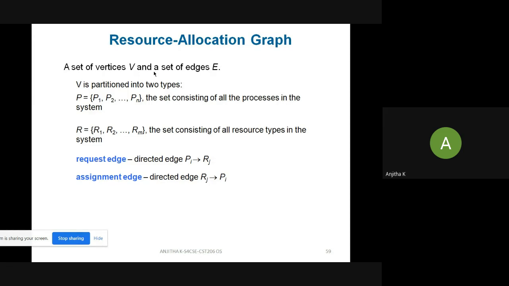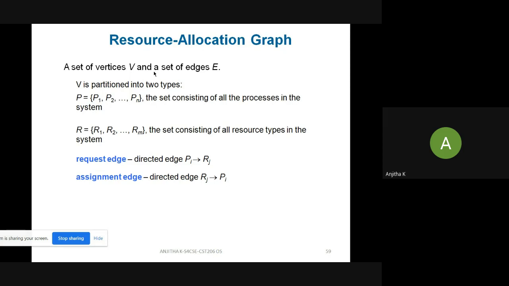Okay, two vertices will be there, process as well as resources. So the connection between the process and resources is edges. Vertices means it will be either process or resource. Okay, then what are edges?